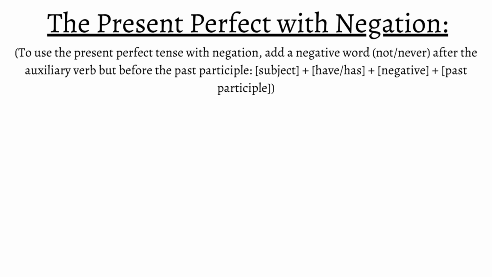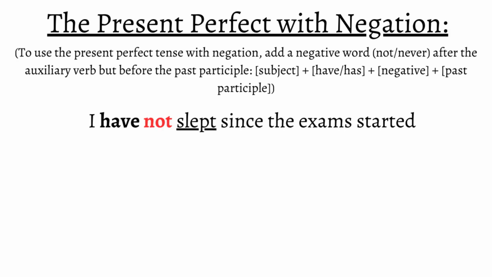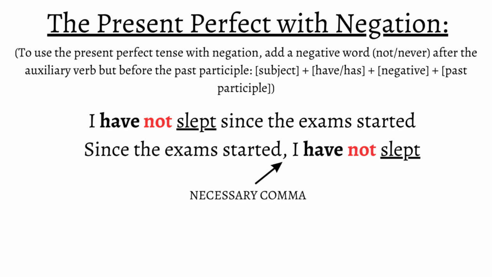To use the present perfect tense with negation, we add a negative word, like not or never, after the auxiliary verb but before the past participle. A subject, have or has, plus a negative, plus a past participle. An example of that is, I have not slept since the exam started. The phrase can also be rewritten. Since the exams started, I have not slept.